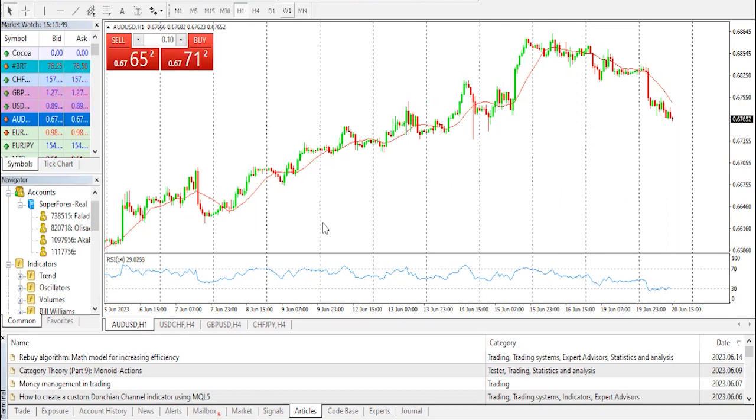And that's our technical analysis on today's currency pair, AUD USD. Now let's move over to the stock markets.